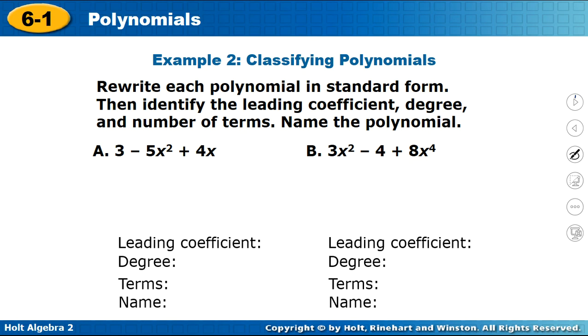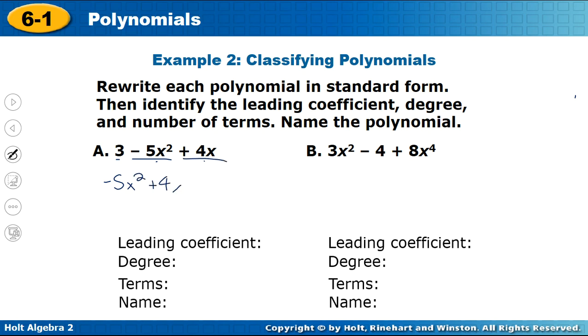The standard form means the biggest degree to the smallest. So for A, we're going to write these 3 terms. The biggest degree is going to be this negative 5x squared. The next biggest will be this plus 4x. And then the very smallest will be the plus 3. Okay. So there's my polynomial in standard form. The leading coefficient is the coefficient up the very front when it's in standard form. So the leading coefficient is negative 5.